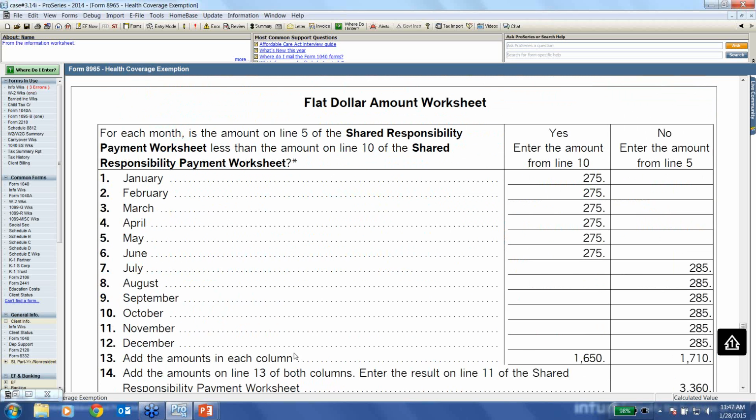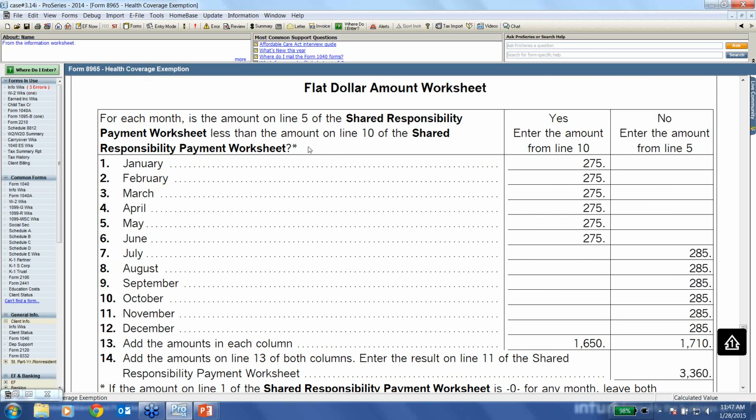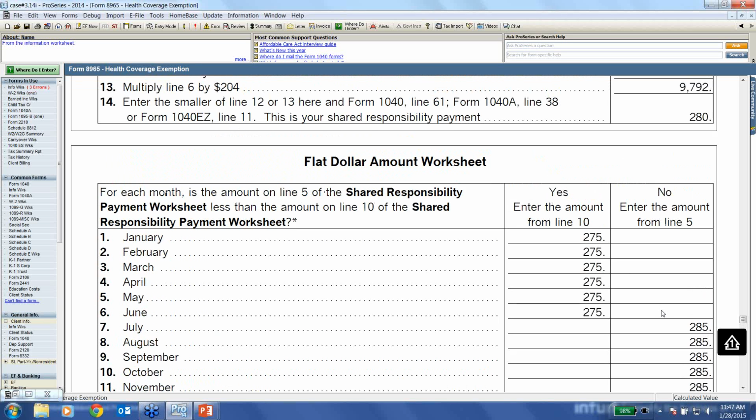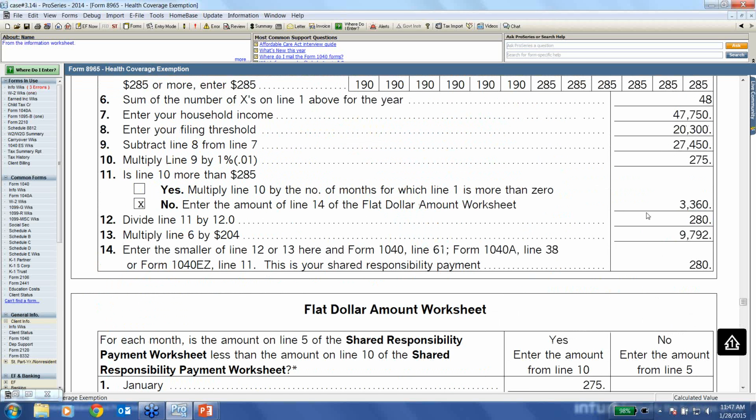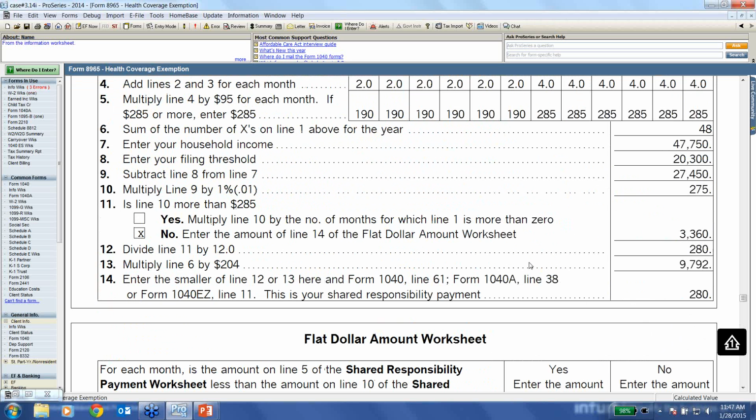And the reason I changed up this use case was for the first half of the year, the 1% of household income was greater. So we have the 275 figure for each month. Then the second half of the year, it flip-flopped. We went over to the 285 figure. Flat dollar amount was greater. Grand total 3360, and that goes up here on line 11. We divide that by 12, and the penalty is going to be 280.